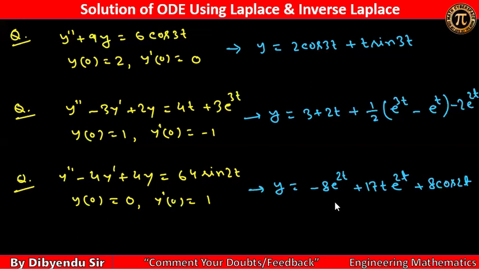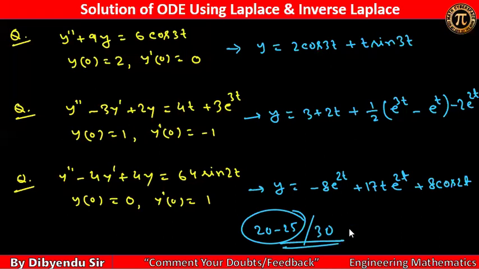I hope Laplace and inverse Laplace transform is now very easy for you. Try to complete all the lectures from my playlist, all the lectures of Laplace and inverse Laplace transform, then solve your questions. Okay, definitely you can score minimum 20 to 25 marks out of 30. Okay, because in module 3 you will get maximum 30 marks. Okay, 25 to 30 marks from module 3, and obviously you can score minimum 20 marks.